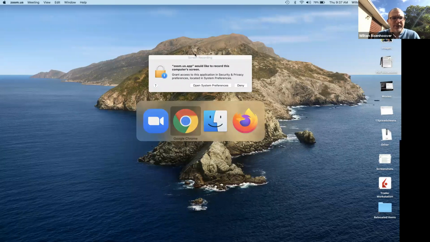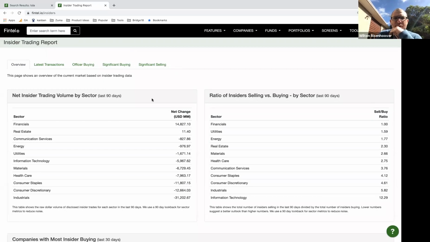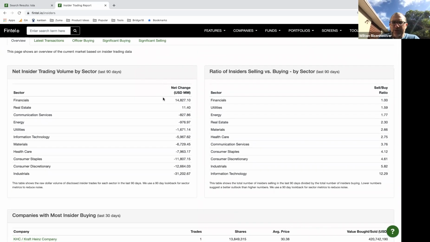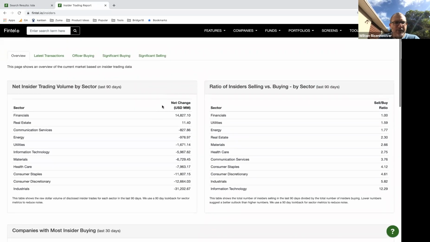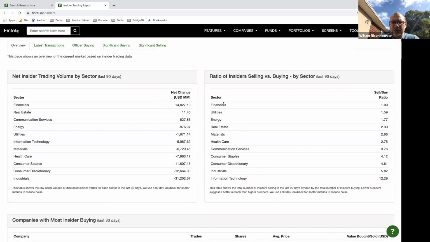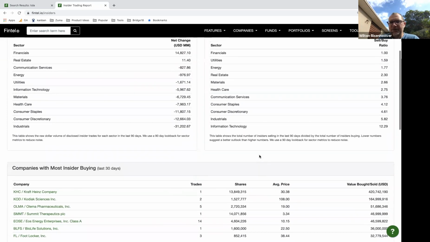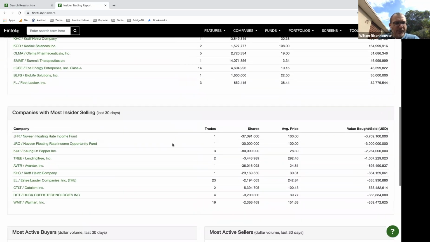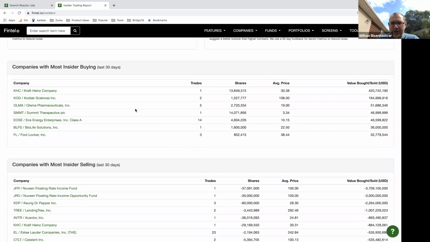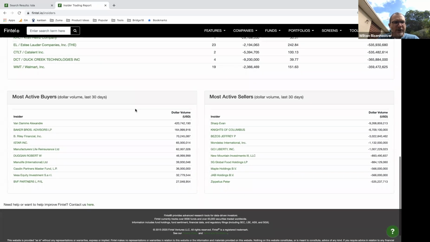Okay, so let me get back to this. Here's the insider trading report. I got to this page by clicking on tools and going to latest insider trades. This is going to show you some top level data here. We roll up the data into the sectors. And there's an interesting investing strategy around looking at the sell buy ratios for sectors and then purchasing the ETFs that correspond to those or selling those. We can see companies with most insider buying, companies with insider selling, most active buyers and most active sellers.